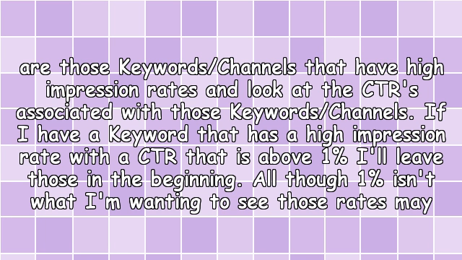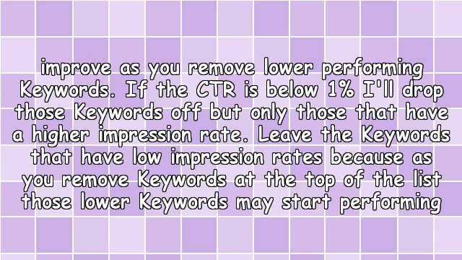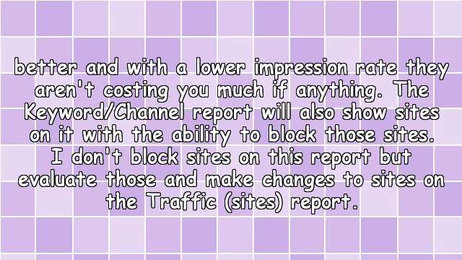Although 1% isn't what I'm wanting to see, those rates may improve as you remove lower performing keywords. If the CTR is below 1%, I'll drop those keywords off, but only those that have a higher impression rate. Leave the keywords that have low impression rates, because as you remove keywords at the top of the list, those lower keywords may start performing better, and with a lower impression rate, they aren't costing you much, if anything. The keyword/channel report will also show sites on it, with the ability to block those sites. I don't block sites on this report, but evaluate those and make changes to sites on the traffic sites report.